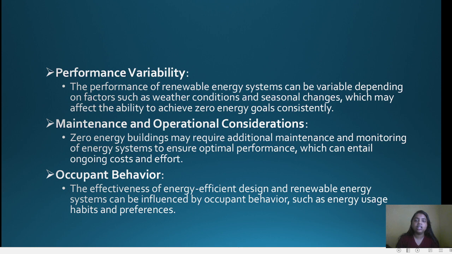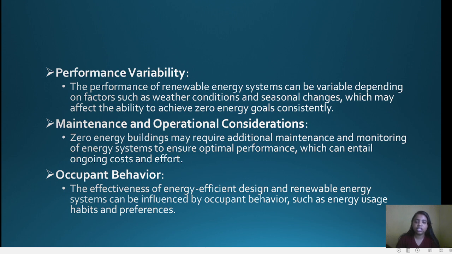Performance variability: the performance of renewable energy systems can be variable depending on factors such as weather conditions and seasonal changes, which may affect the ability to achieve the zero energy goals consistently. Maintenance and operational considerations: zero energy buildings may require additional maintenance and monitoring of energy systems to ensure optimal performance, which can entail ongoing cost and effort.